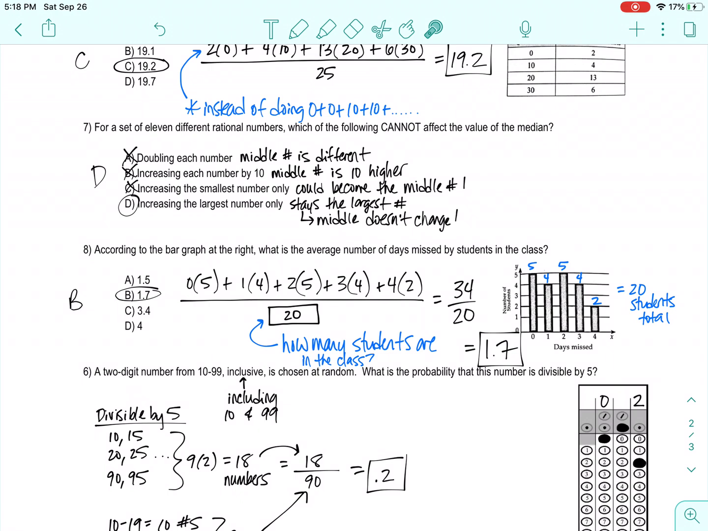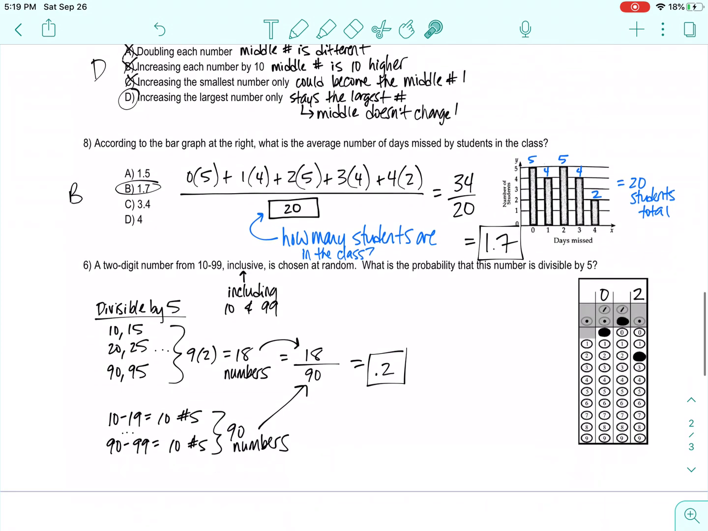Increasing each number by 10 means the middle number also gets increased. Increasing the smallest number only: if you increase the smallest number, there is a chance that it could become the middle number if you increase it the right amount. Think of lining up the numbers 1 through 11 and taking the 1 and adding something to it. You could move that 1 up to become the middle number. If you increase the largest number only, the largest number is still the largest, so the middle number doesn't change in that case. So that's our answer for number 7.